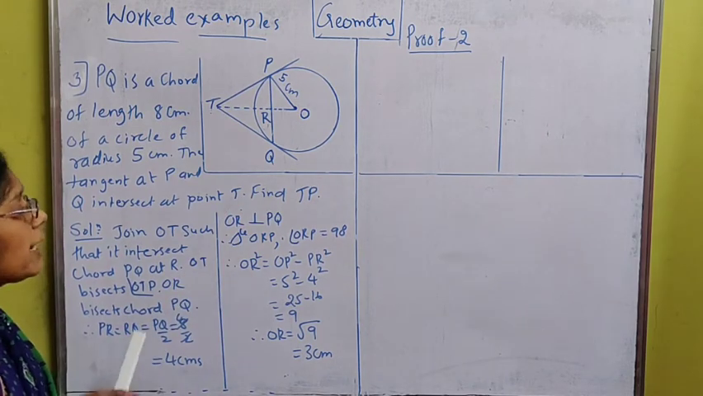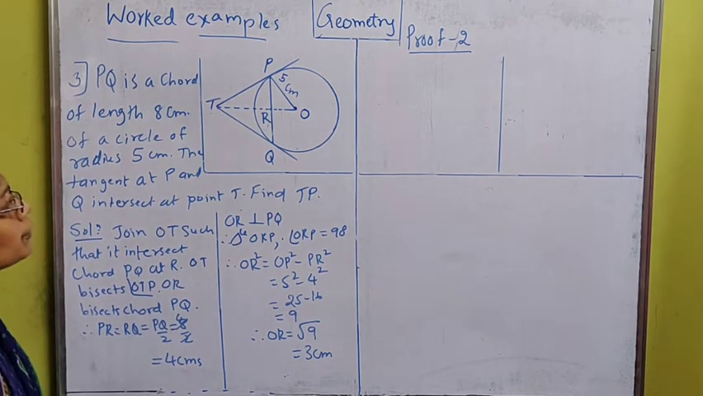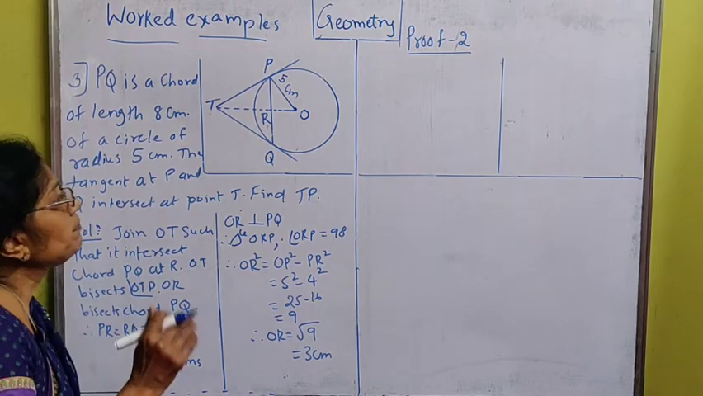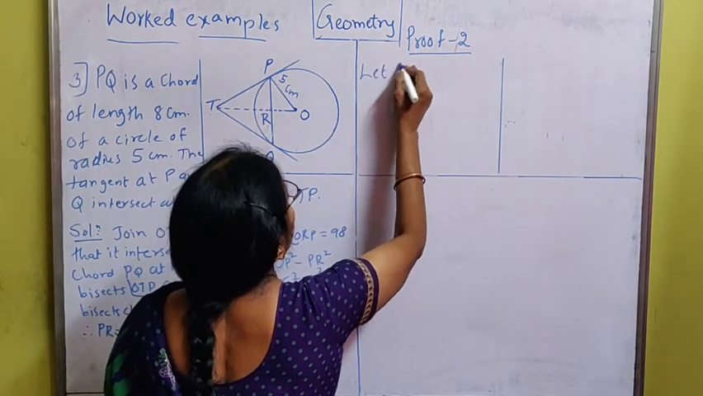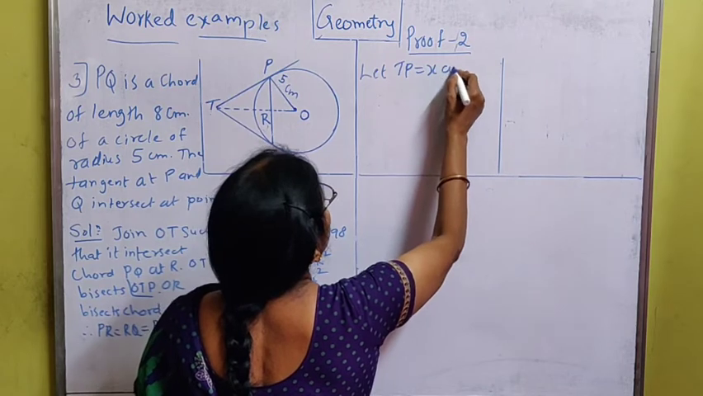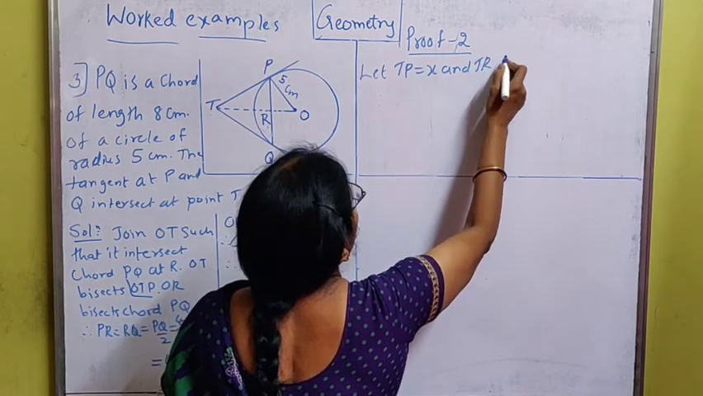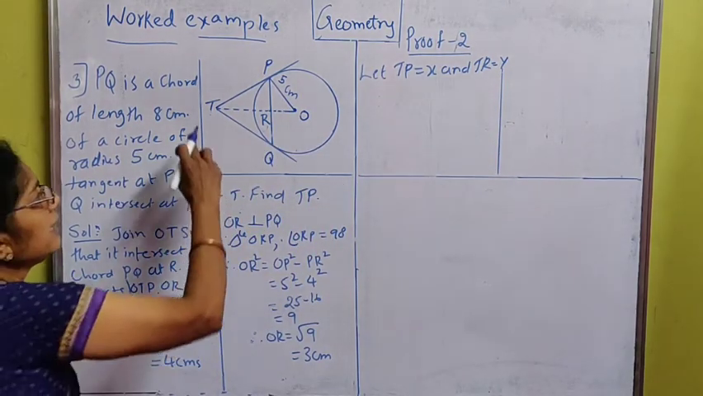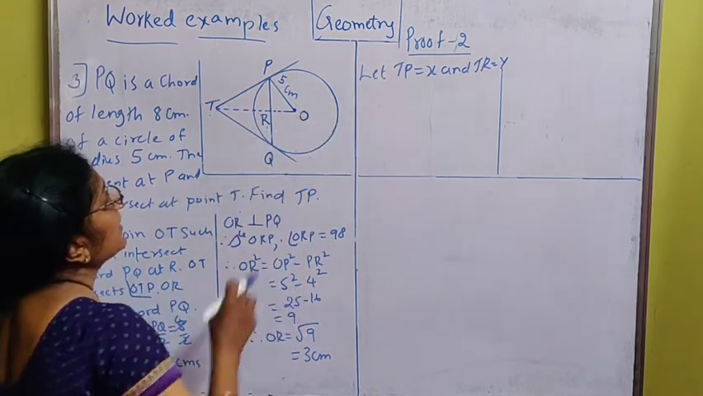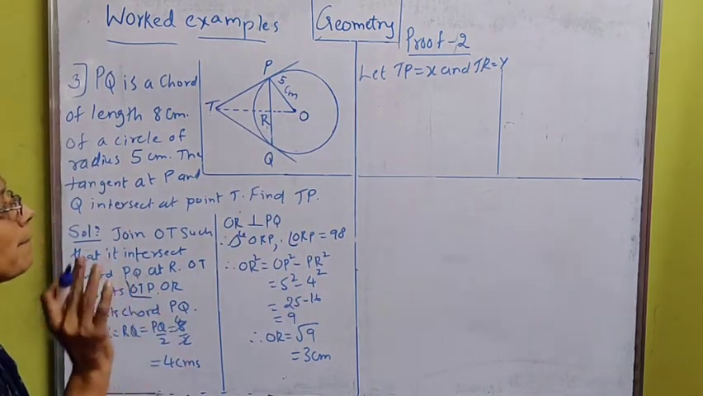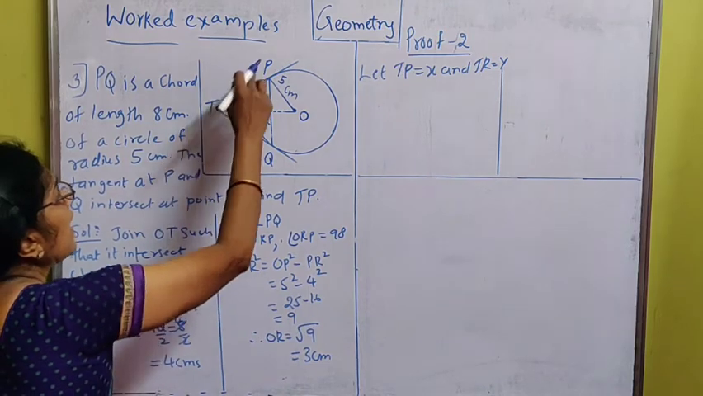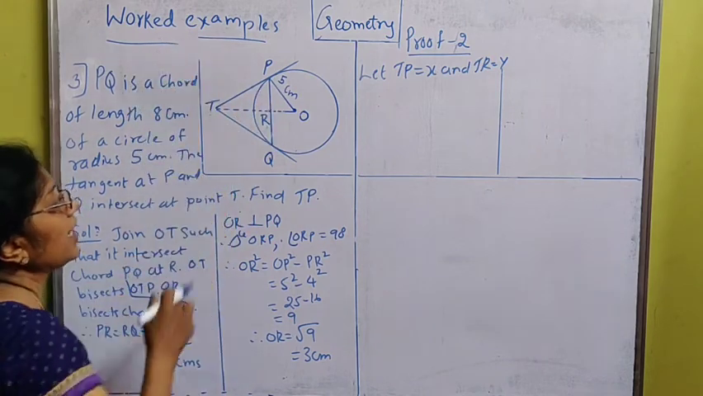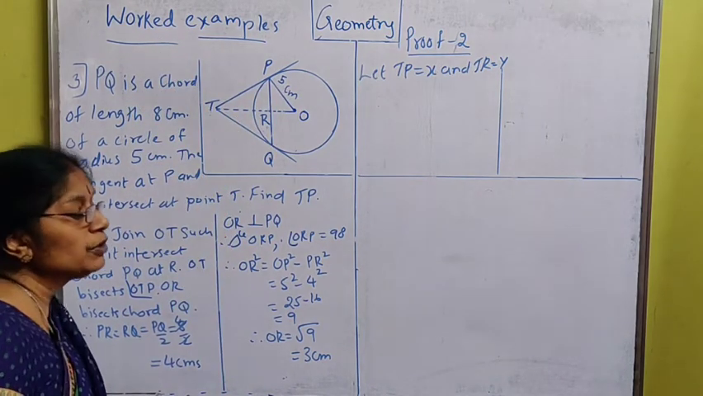Now let us see what we have to do in proof 2. We have to suppose that TP is equal to X and TR is equal to Y. So this we are going to suppose: let TP be equal to X and TR be equal to Y. We are going to use Pythagoras theorem, taking triangle PRT and triangle POT. These two triangles we are going to take, and for that we use Pythagoras theorem.